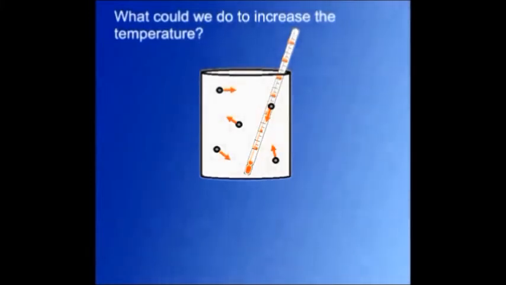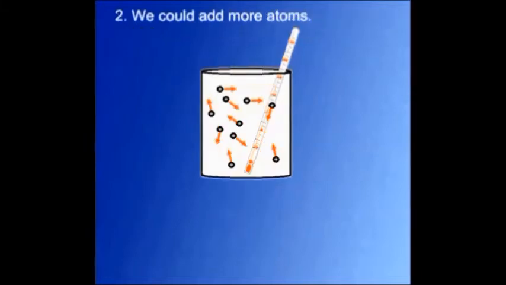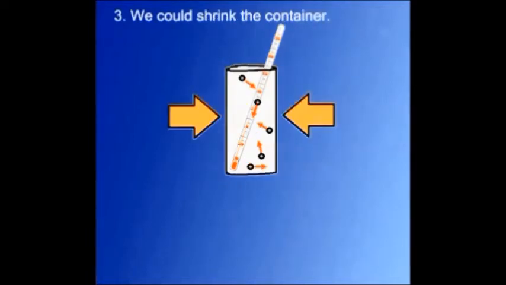So to increase the temperature, there's 3 basic things you could do to those 5 atoms in the tube. The first thing is you could add more heat to speed up the atoms. The second thing is you could add more atoms. That would also increase the collisions with the thermometer. Or you could shrink the container.